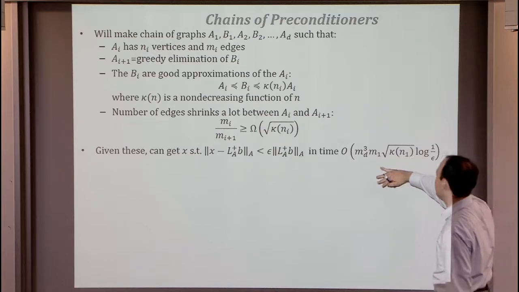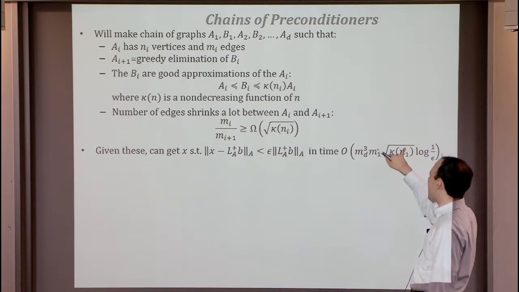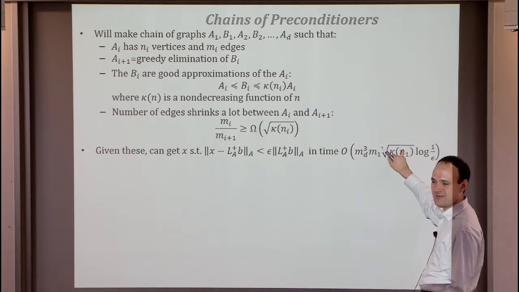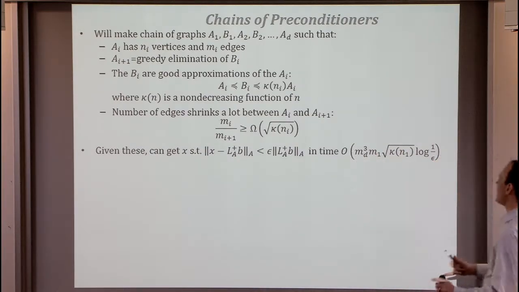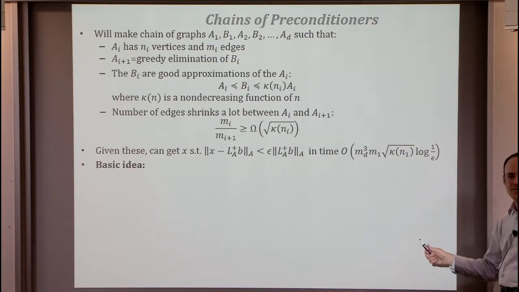And this is the proposed running time. You should think kappa is something involving condition numbers and iteration time. M1 is the starting point, MD is the base case, and the log 1 over epsilon is the log 1 over epsilon. So the basic idea of how you use this preconditioner chain to do everything is as follows.